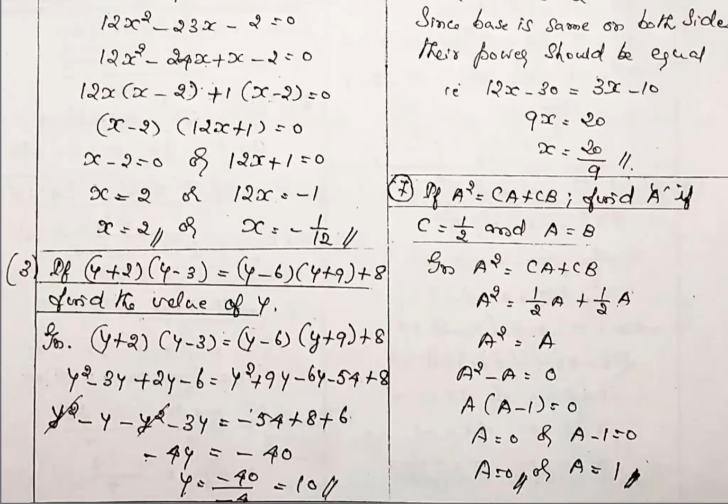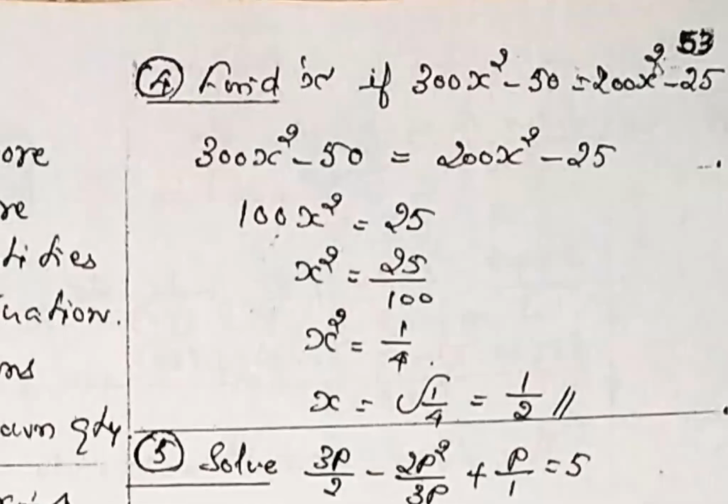So same idea: left hand side, right hand side, write the given equation. Then as usual, remove the bracket. Multiply both the terms on the left hand side, similarly the right hand side, move all the y values to one side, numbers to the other side. After simplification, y is equal to 10. Okay. So the model only I am telling. Then problem number 4: 30x square minus 50 is equal to 200x square minus 25. Move all the x values to one side.